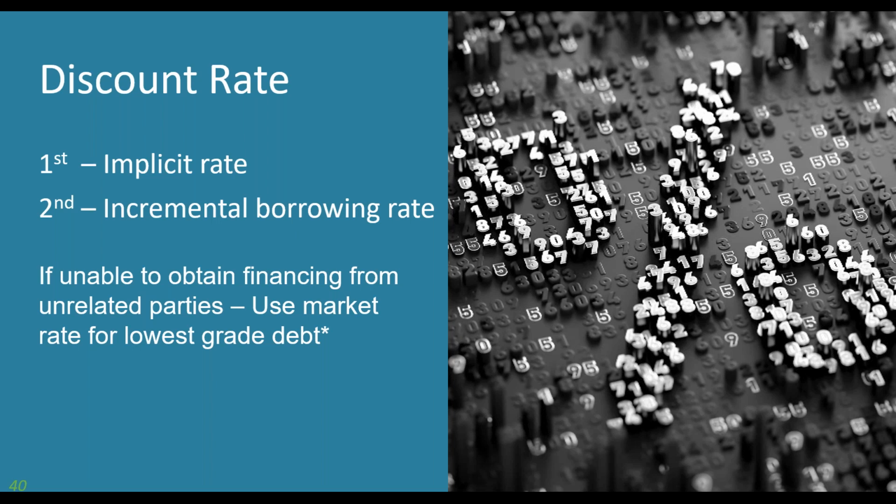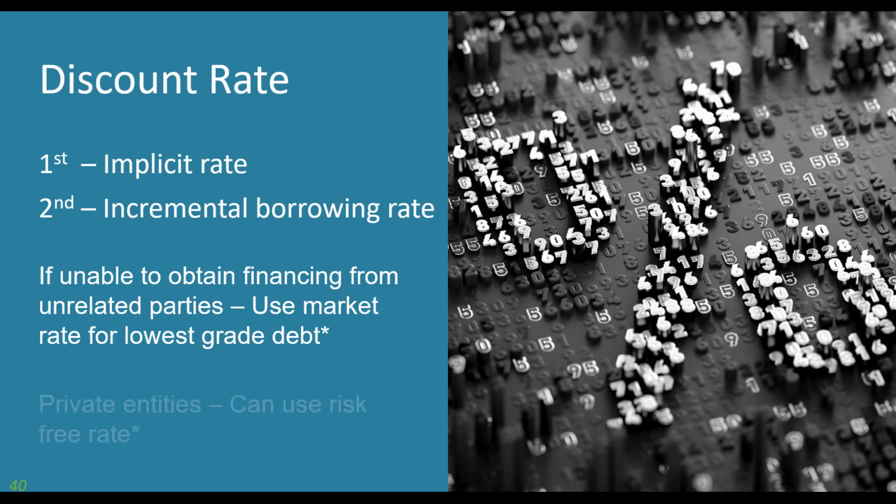But some folks don't have the ability to obtain financing, and so the question becomes, well, if I don't have the ability to compute the implicit rate, or I don't have an incremental borrowing rate because I'm not able to obtain financing, what do I do? In those situations, you need to use the market rate for the lowest grade debt. And so that's going to result in a very high interest rate and a lower ROU asset and liability.